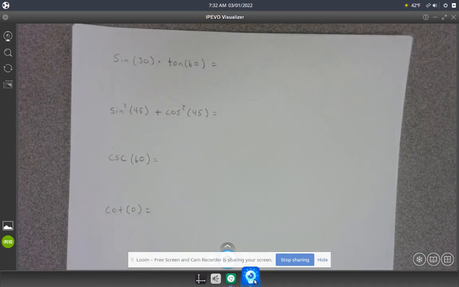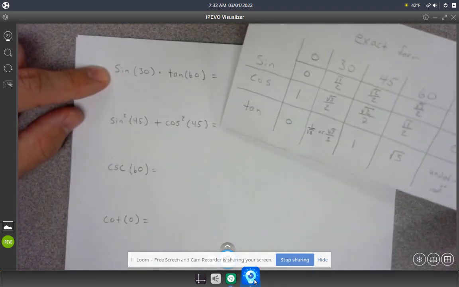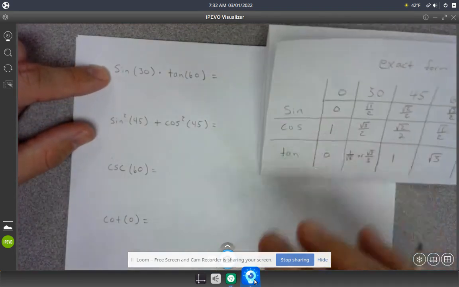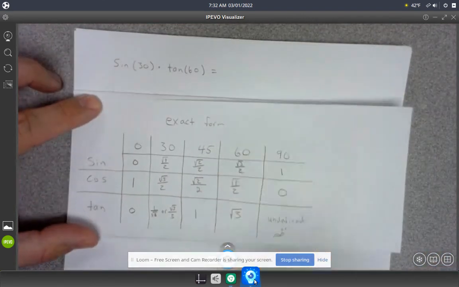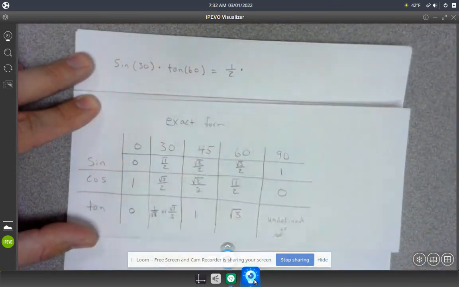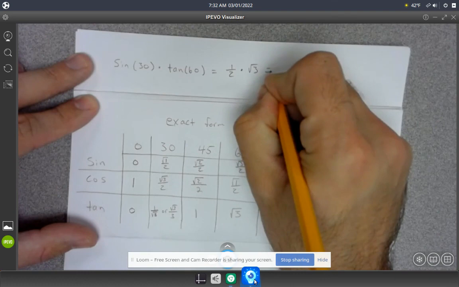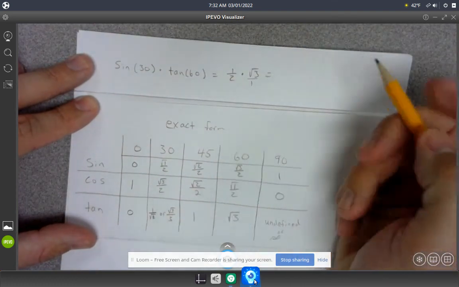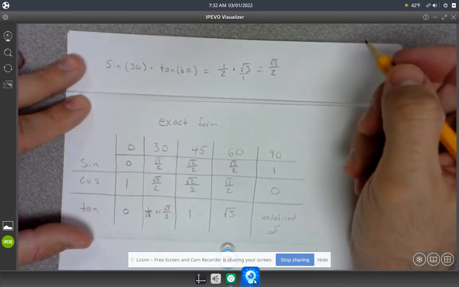All right, let's go ahead and get into what we're doing right now. I'm wanting to find the answers to these questions in exact form. So what we're going to do is just convert these using our little chart, and then we'll work it out and simplify it. Sine of 30 is going to be 1/2. So I'm doing 1/2 multiplied by tangent of 60. Tangent of 60 is root 3. And so you just multiply straight across for fractions. This is going to give us root 3 over 2. That would be our answer in exact form.